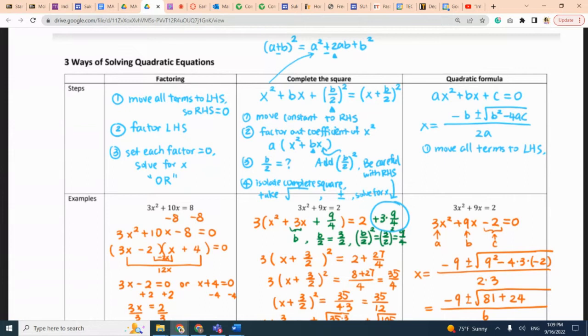And then, second step. Factor out the coefficient of x squared. So here, the coefficient of x squared is 3. We want to factor out the 3. Okay? So when we factor out the 3, do you see the 9x become 3x? Because 9 is 3 times 3. If you factor out the 3, then we have 3x left. Is that okay, everybody?